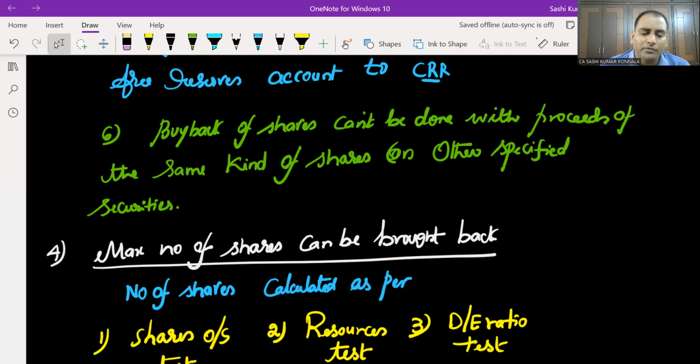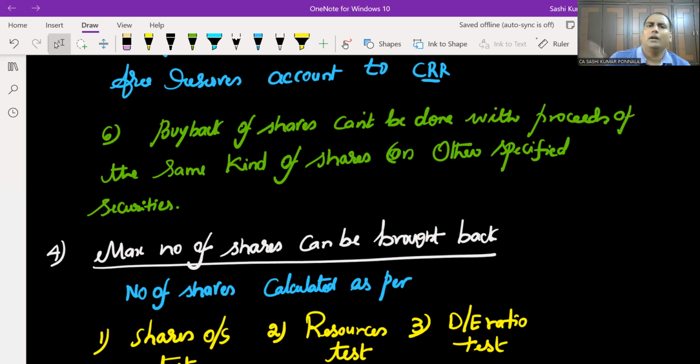Buyback cannot be done with the proceeds of the same kind of shares or other specified securities. We have 3 classes of shares: 100 rupees paid up and called up, 10 rupees paid up and called up, 5 rupees paid up and called up. 3 different classes. So if you want to buy back 10 rupees paid up and called up capital, you should not issue securities of the same amount with the same class. So you can't replace capital with the same capital already in the balance sheet. This is what the Companies Act is saying.